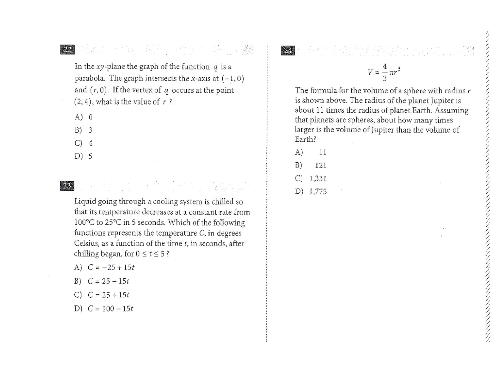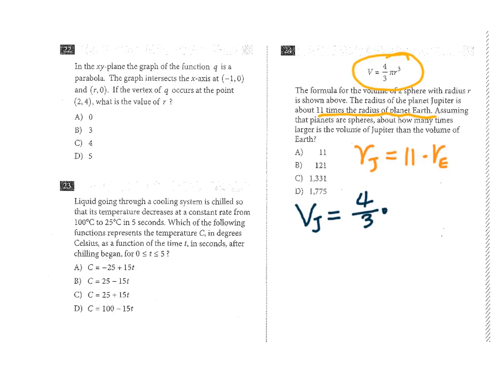For number 24, the given formula is the volume of a sphere, and the radius of the planet Jupiter is about 11 times the radius of the planet Earth. We can write down r of Jupiter equals 11 times r of Earth. And how many times larger is the volume of Jupiter than the volume of Earth? For the volume of Jupiter, I can get 4 over 3 times pi, then times the radius of Jupiter to the third power.